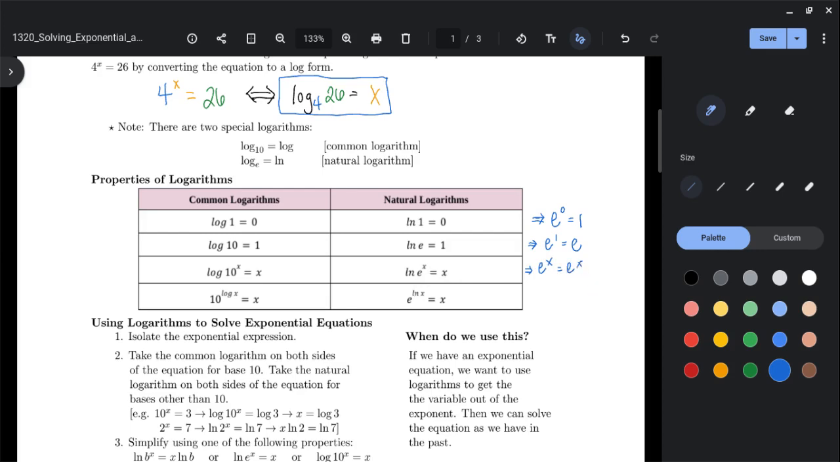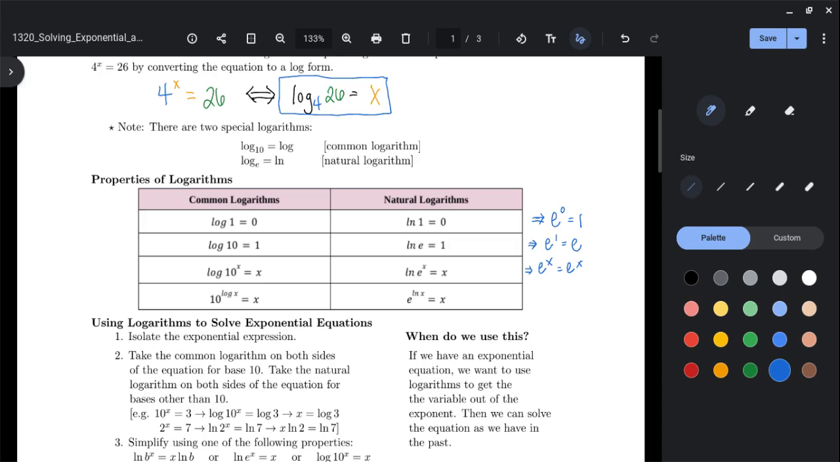And then the last one is that 10 to the power of log of x is equal to x, as well as e to the power of the natural log of x is equal to x. And what this is really showcasing is the inverse properties of the two functions, exponential and logarithmic. So you can think of it as an exponent undoes the log. So same thing for both natural and common logarithms.